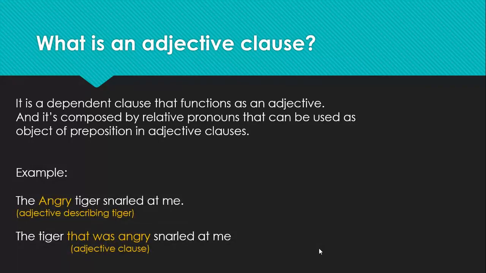Let's see an example. The angry tiger snarled at me. Angry is the adjective and it's describing tiger. The tiger that was angry snarled at me. That's the adjective clause. So we have two parts in the sentence. The main part is the main clause, which is referring to the subject. And the second part, after the relative pronoun, is the adjective clause.